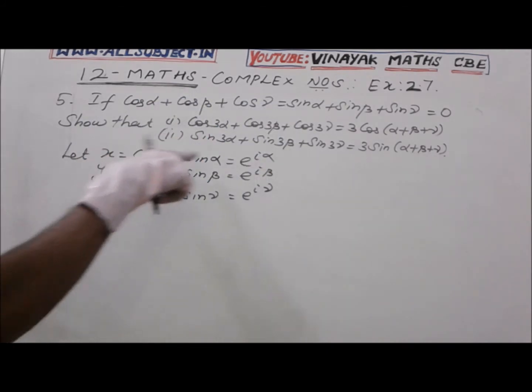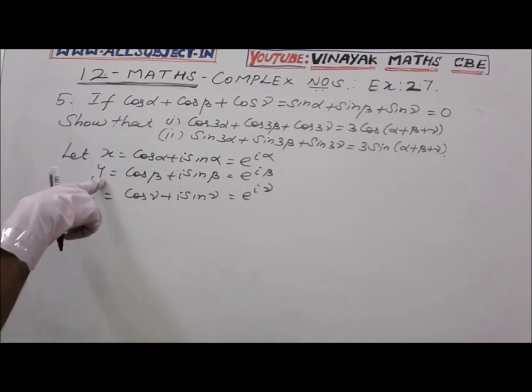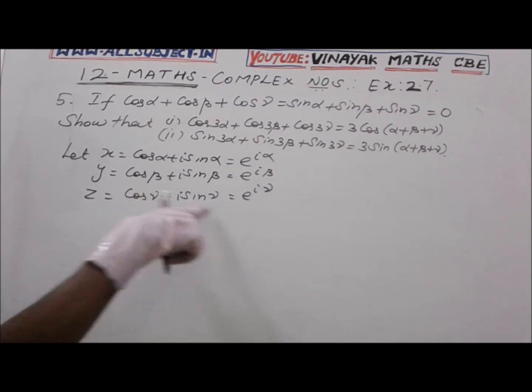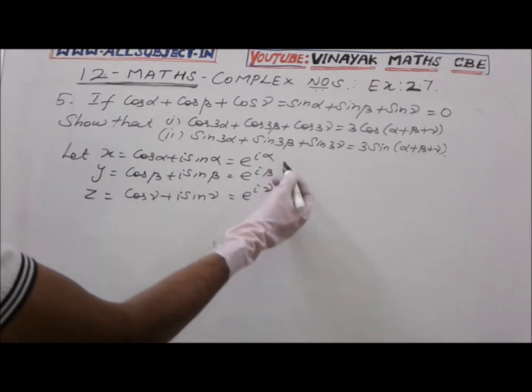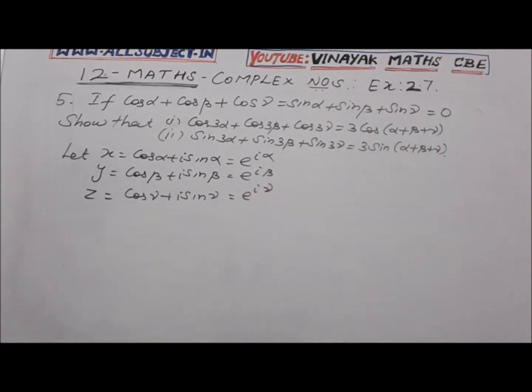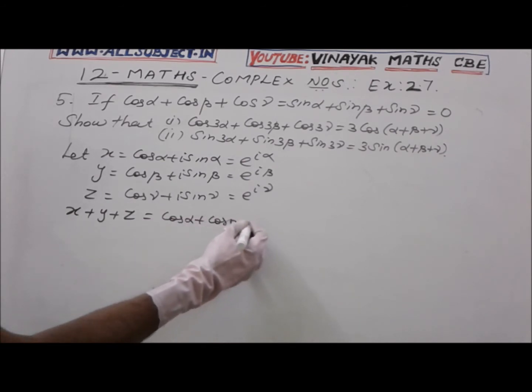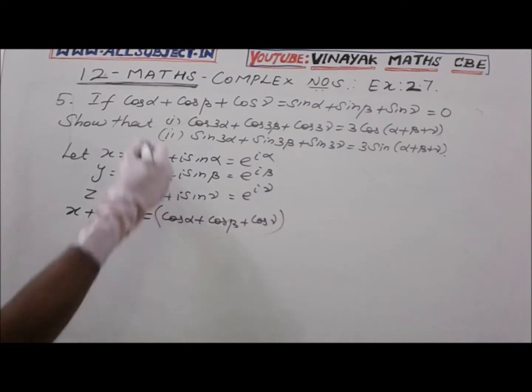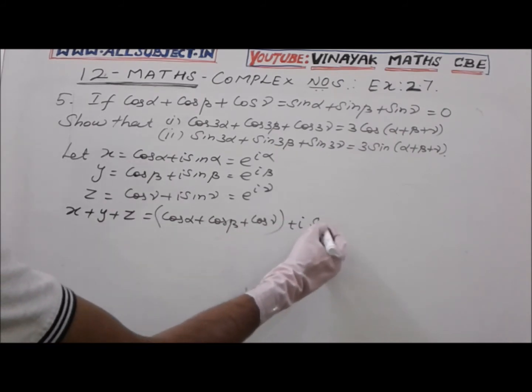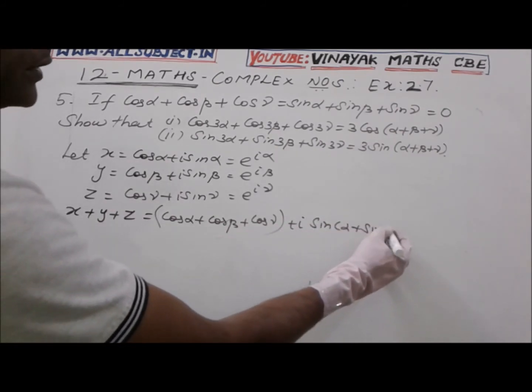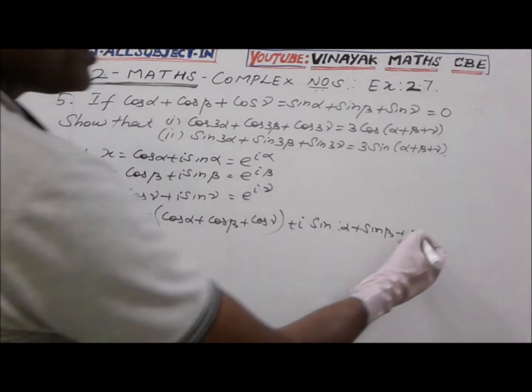One is cos alpha plus i sin alpha, that is x. Another one is cos beta plus i sin beta, that is y. Third one is cos gamma plus i sin gamma, that is z. They are in Euler form, e power i alpha, e power i beta and e power i gamma. Here, adding the results of x, y, z, the complex number x plus y plus z equal to cos alpha plus cos beta plus cos gamma, adding the real parts, and then plus i into sin alpha plus sin beta plus sin gamma.